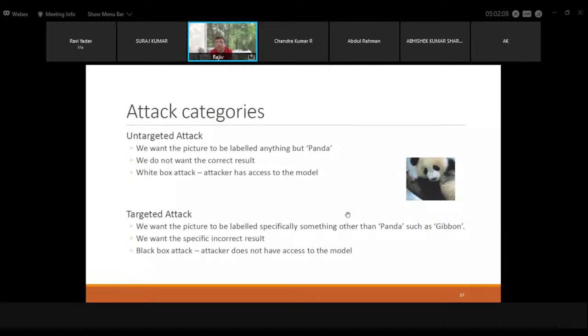In a targeted attack, I'm not interested in what the picture is. I want this picture to be labeled as mobile, irrespective of what it is. And that is why we have a specific target. We know what the answer should be, and that is why it is targeted. So in an untargeted attack, we want anything but the correct result, but in a targeted attack, we want a specific incorrect result. It is also known as a black box attack, because the attacker does not have access to the model.